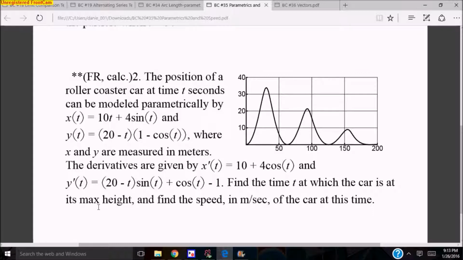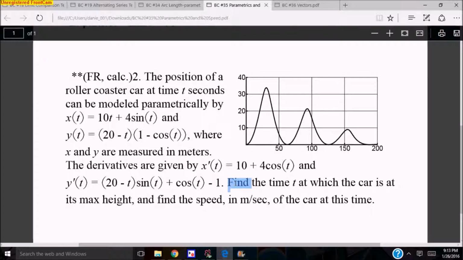Either way, very surprising that they did this. Okay, and then the part where they're actually asking the questions down here at the end says find the time when the car is at its maximum height. So maximum height, to be able to determine this, we need to think about this very carefully.